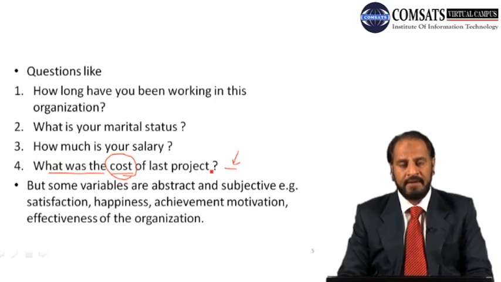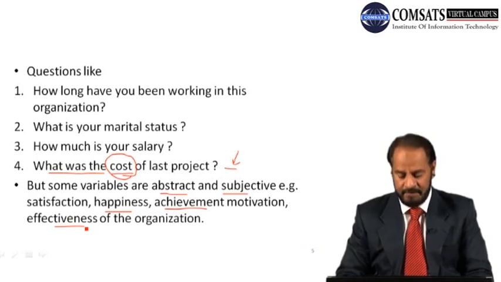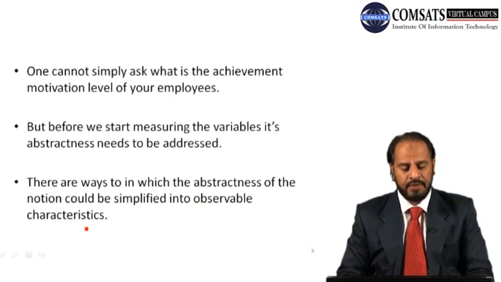But some, as we said earlier, are abstract or subjective concepts which don't have a precise unit of measuring, such as happiness, which is one example. Achievement motivation is another example, and effectiveness is another one. All these are a bit difficult to measure because there is no absolute measure of happiness, or an absolute measure of motivation, or an absolute measure of satisfaction. So this is a challenge we are facing.